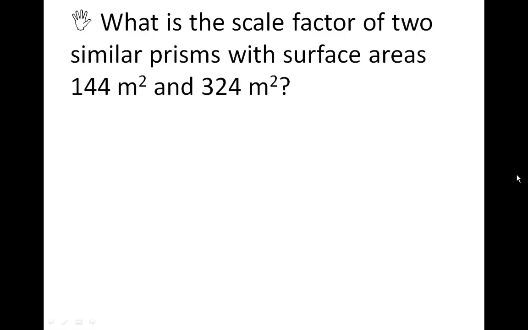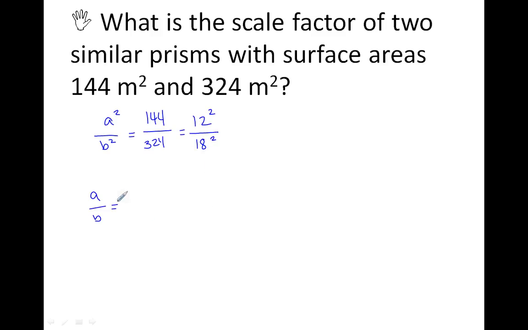Well, let's see if we can use that in this example. We want to find the scale factor of two similar prisms with surface areas of 144 and 324. Remember, area is A squared to B squared, and we're looking for A to B. Well, A squared to B squared is 144 over 324. Now, I know that 144 is a perfect square, so I could reduce this first, but let's go ahead and check to see if 324 is also a perfect square. If it's not, then we'll reduce and work from there, but if it is, might as well go ahead and take the square root of it. So 144 is 12 squared. When we check 324, we find that yes, it is a perfect square.